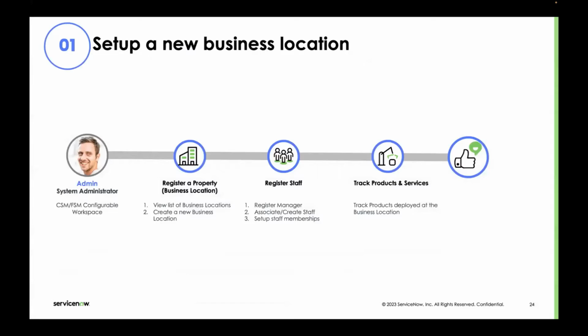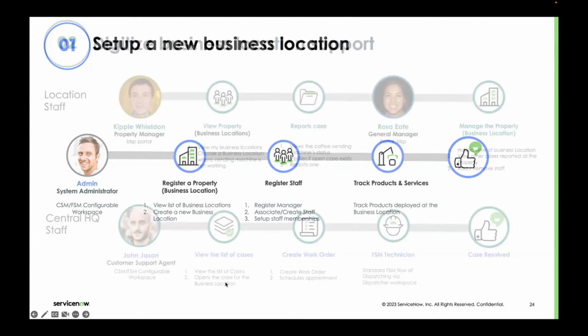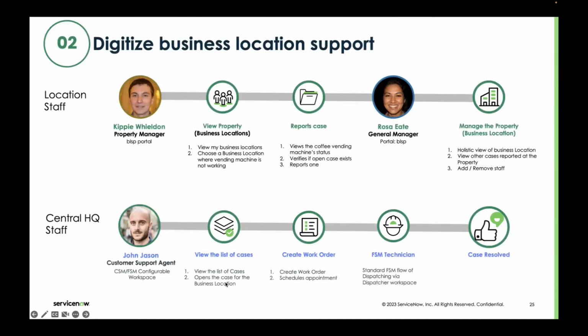Let me just go back to my screen. With this, you just saw how to set up a new business location, right? You're able to track the property, register staff, and even track the products and services. With this, let me jump on to the second one. Here you have the properties of the Solana hotels which are up and running. One of the properties has an issue. How do they request support on behalf of the property?